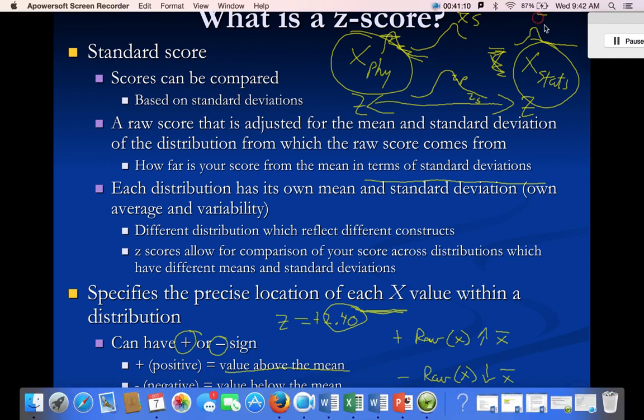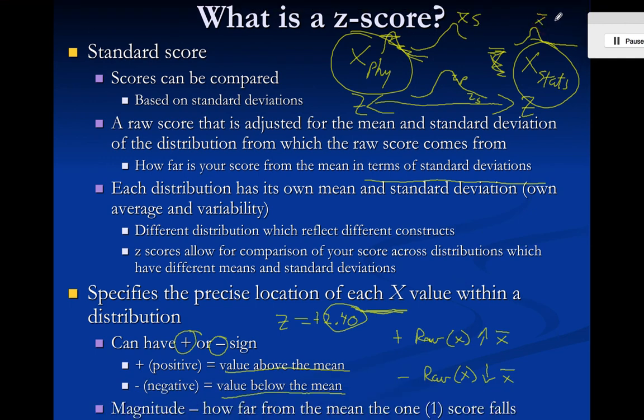This distribution has its own mean and standard deviation. So thus, it's not fair for me to compare these means and these values on these separate distributions because they're not equal to each other. But here, they're equal to each other. But yet, this z value here is going to be calculated using the mean and standard deviation for the physics distribution. This z will be calculated using the mean and standard deviation for the stats distribution.